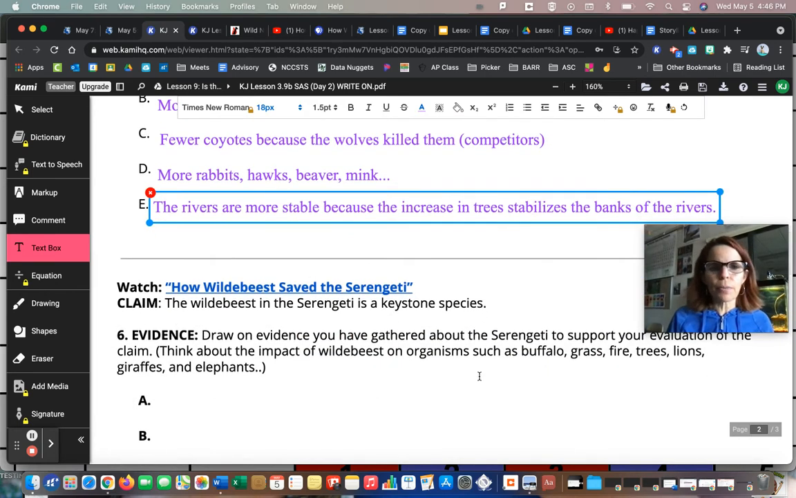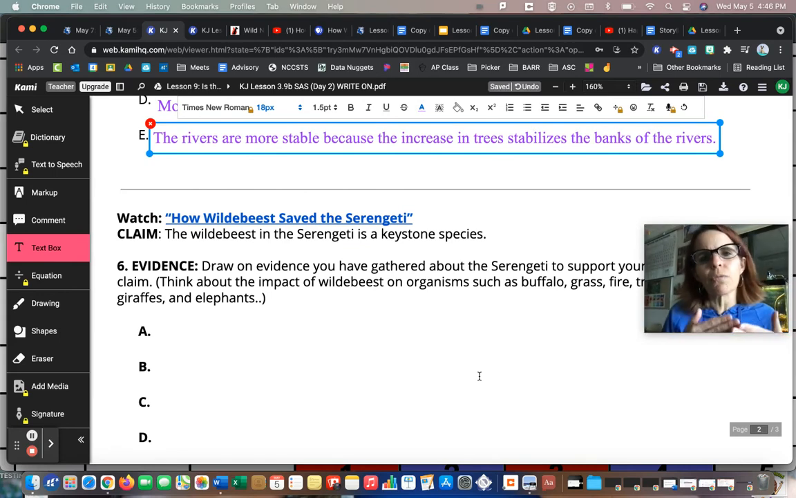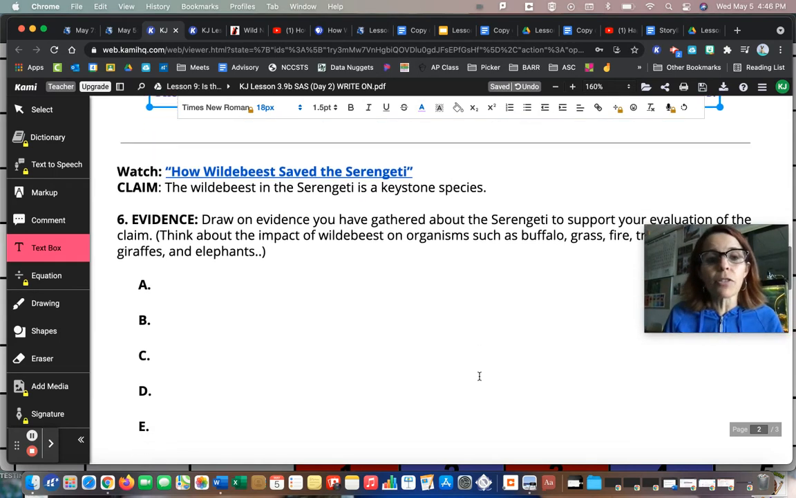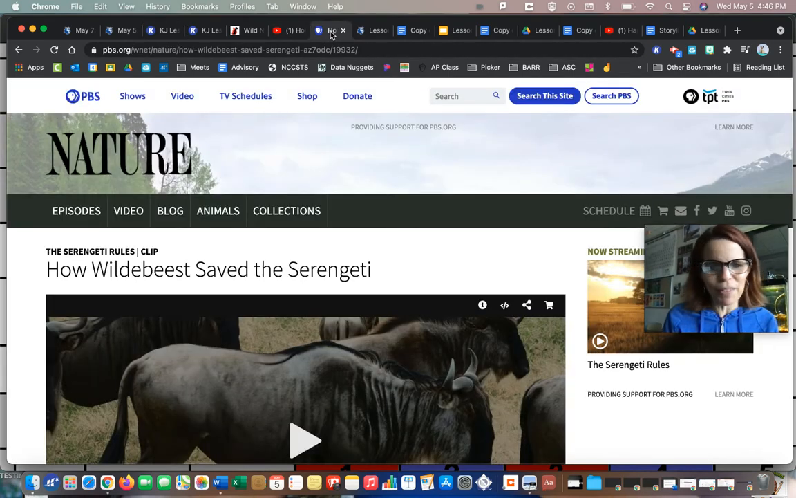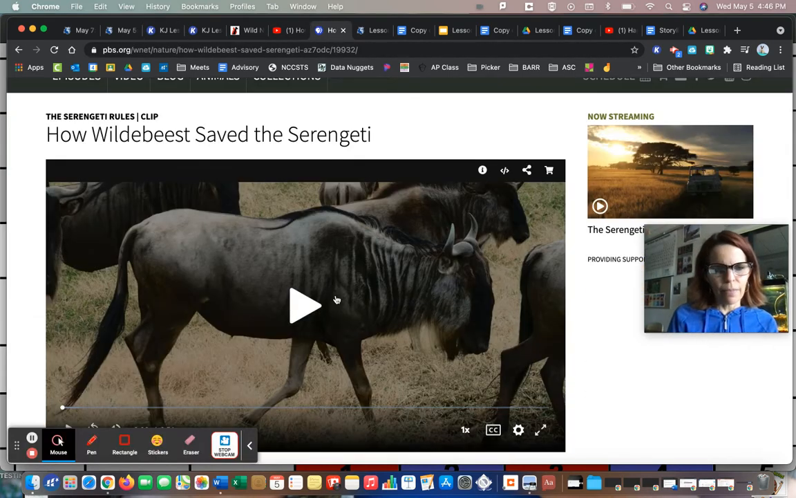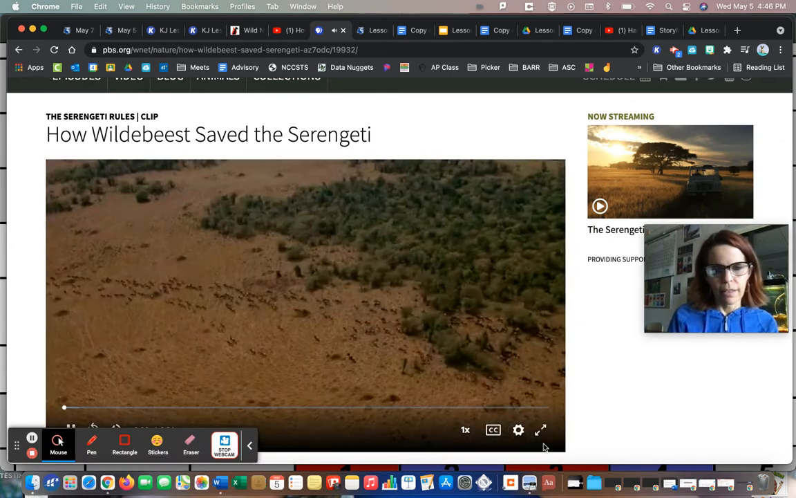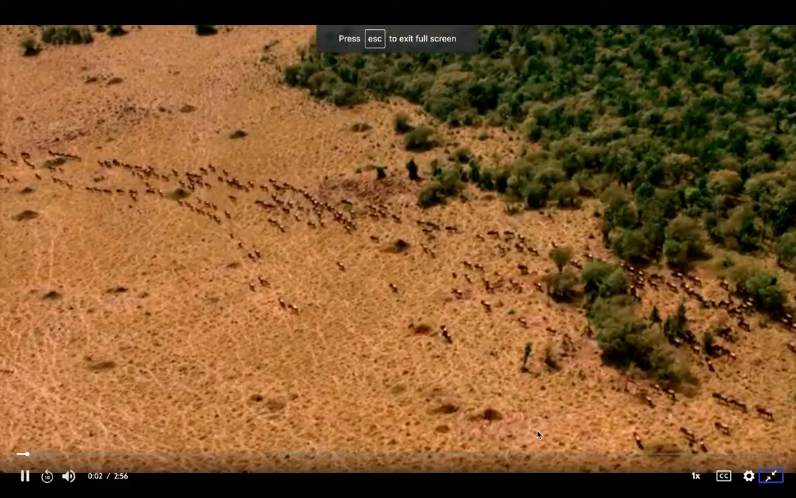Let's scroll down to the next one. So we've got lots and lots of evidence that wolves are this keystone species in Yellowstone. So now we want to know, based on what we've been learning, do the wildebeest qualify as keystone species in the Serengeti? So we have another video that we're going to watch. It's about 3 minutes long, something like that. I don't remember exactly. And I'll play it big. Make it full screen if that made sense.